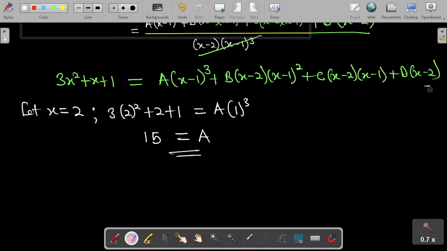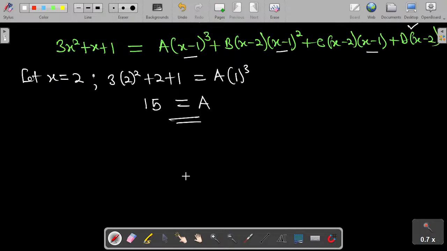Here you can clearly see that the only other bracket that is common is x minus 1. X minus 1 is with A, is with B, and is with C. So that means the only other alphabet I can get by substitution will be my D. Because if I now substitute my x as 1, it is going to eliminate A, B, C, and then you can get your D. So let's quickly do that.